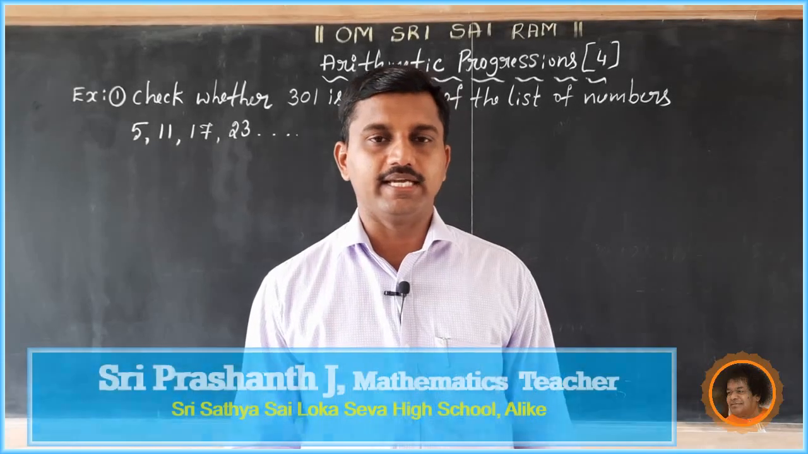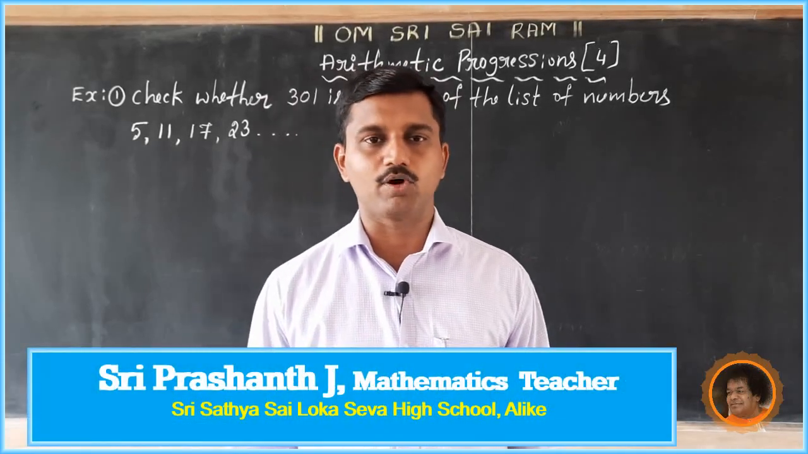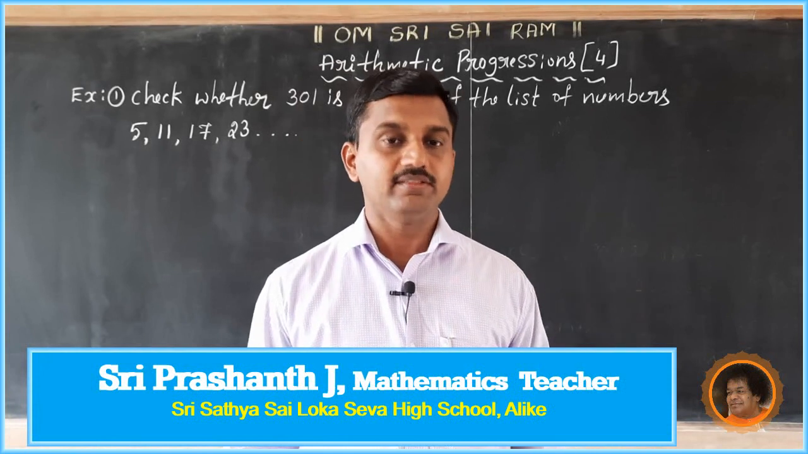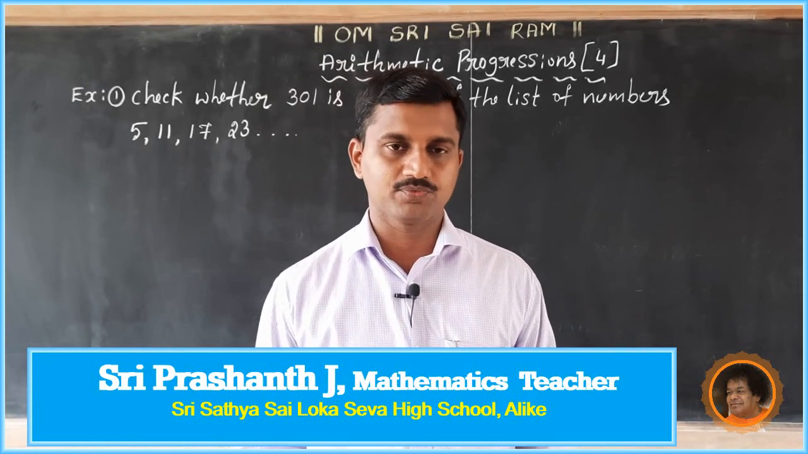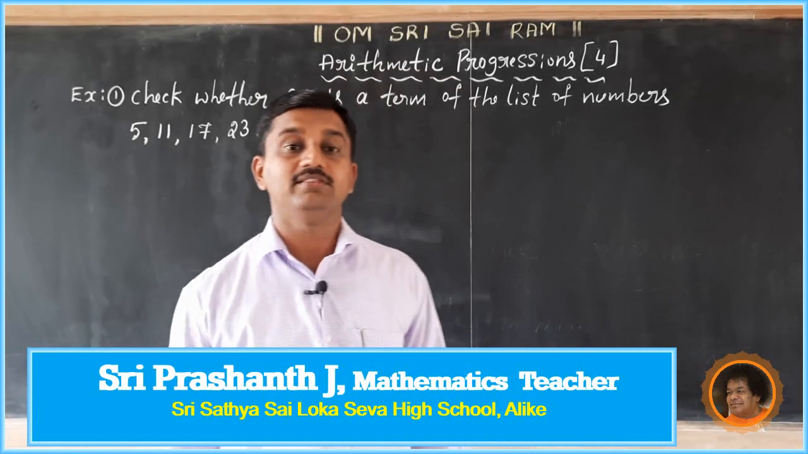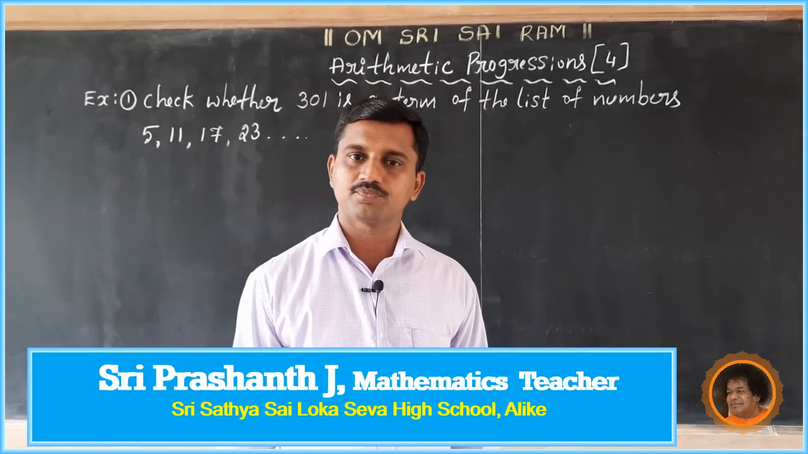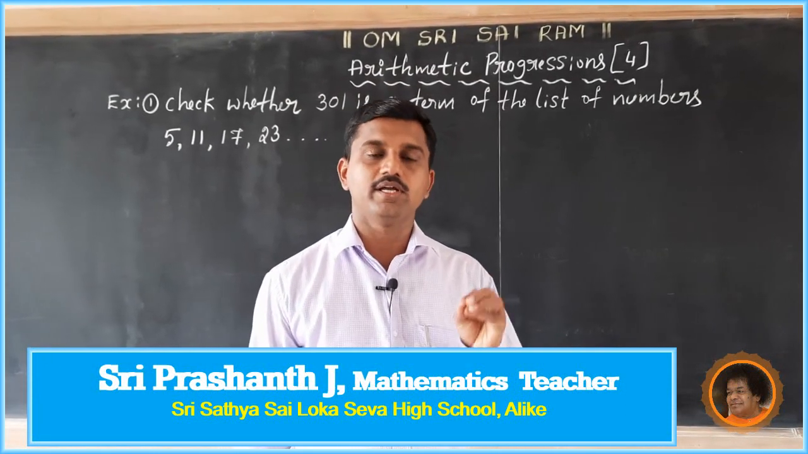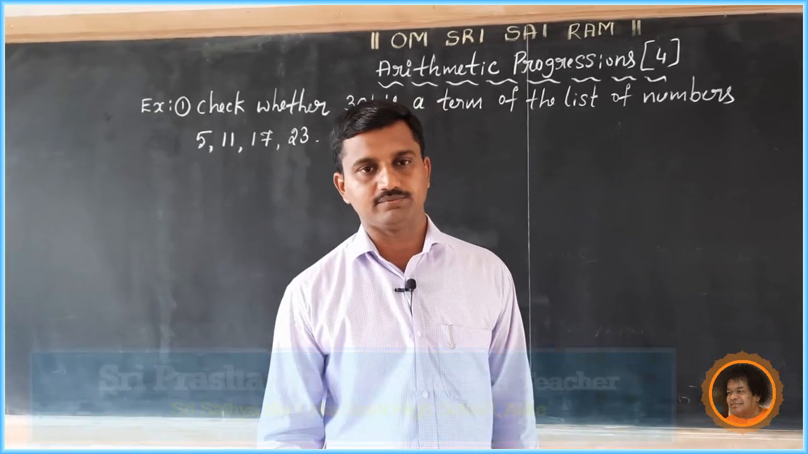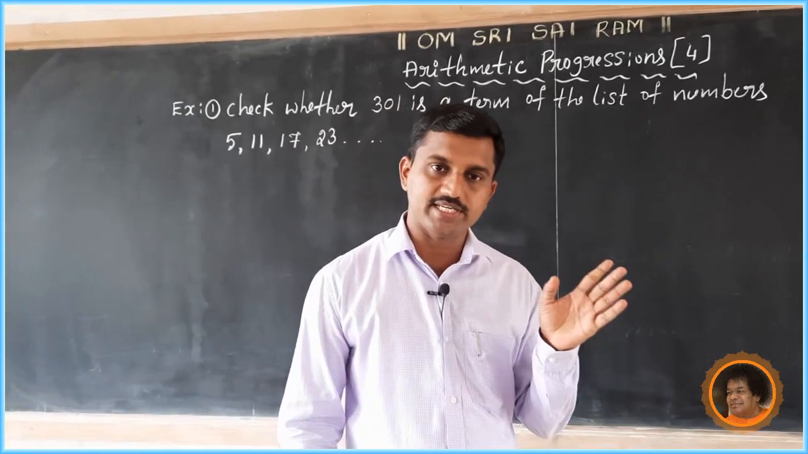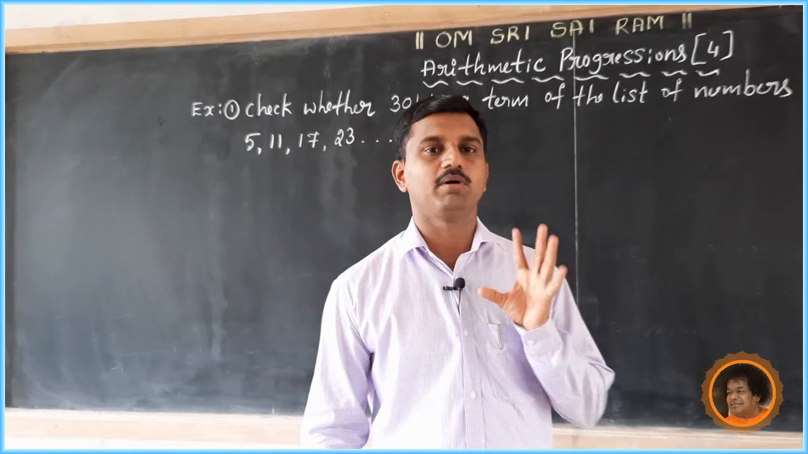Dear students, in the previous session we discussed some problems related to the nth term of an arithmetic progression. So what is the formula to find the nth term of an arithmetic progression? An equals a plus (n minus 1) into d. What is a? First term. d, common difference. n, number of terms.